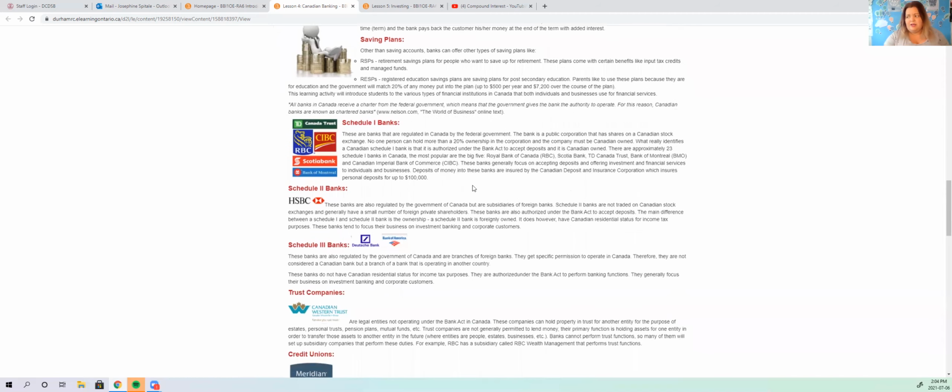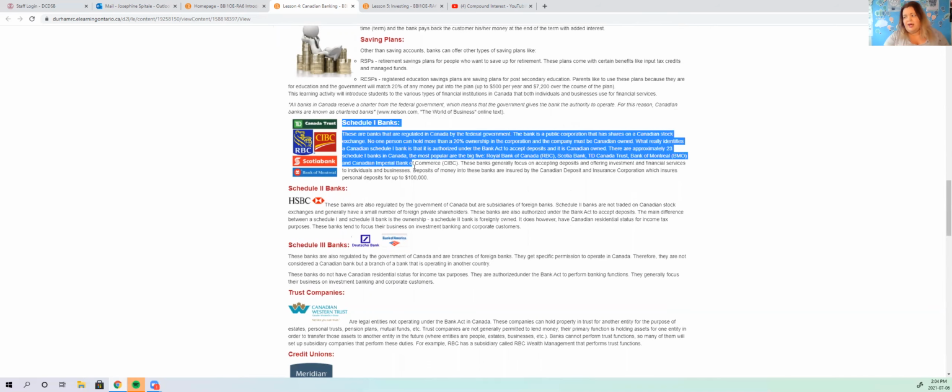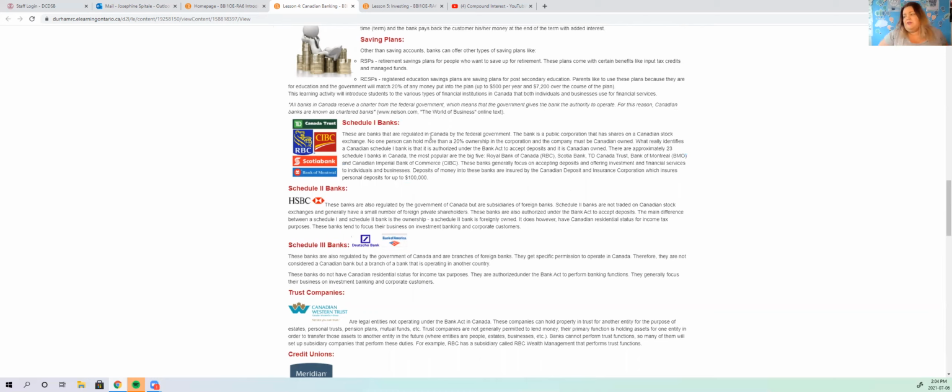And this is what I was talking about just before, where I said you will hear about this a little bit more. Schedule 1 banks. These are banks that are regulated in Canada by the federal government. So the big ones, I call them the big ones, TD, RBC, Scotia, CIBC, BMO, National, Laurentian, 19th century. These were all made in the 19th century, all of them. So these banks have been established in Canada for a long time.